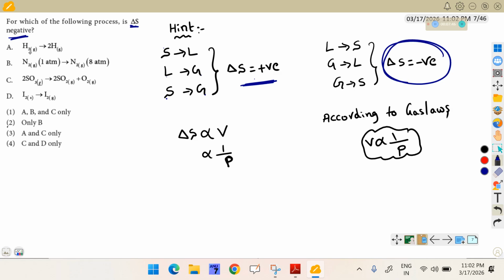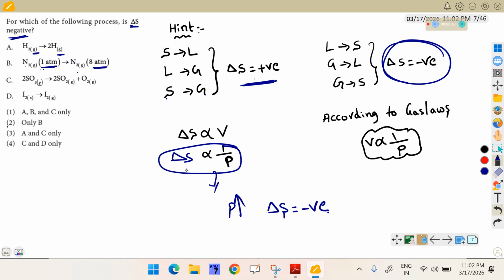See the first option, H2S gas is converted to 2H gas. Here the number of moles of gaseous products increases, so the delta S value is positive. N2 gas at 1 atmosphere, N2 gas at 8 atmosphere. Left to right, pressure increases. Delta S value is inversely proportional to pressure. If pressure increases, delta S value decreases. That means the value of delta S is negative.